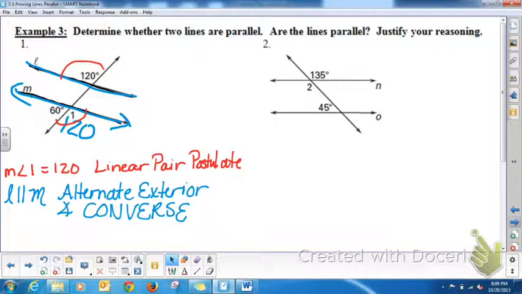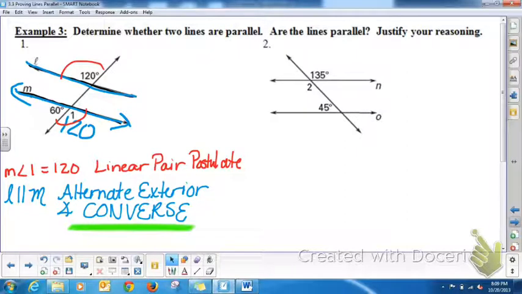So this is how you would write that. I know the measure of angle 1 is 120 degrees using the linear pair postulate, and therefore I know that line L is parallel to line M using the alternate exterior angles converse theorem. It's important that you write the word converse. If you're not writing converse, then that's incorrect.